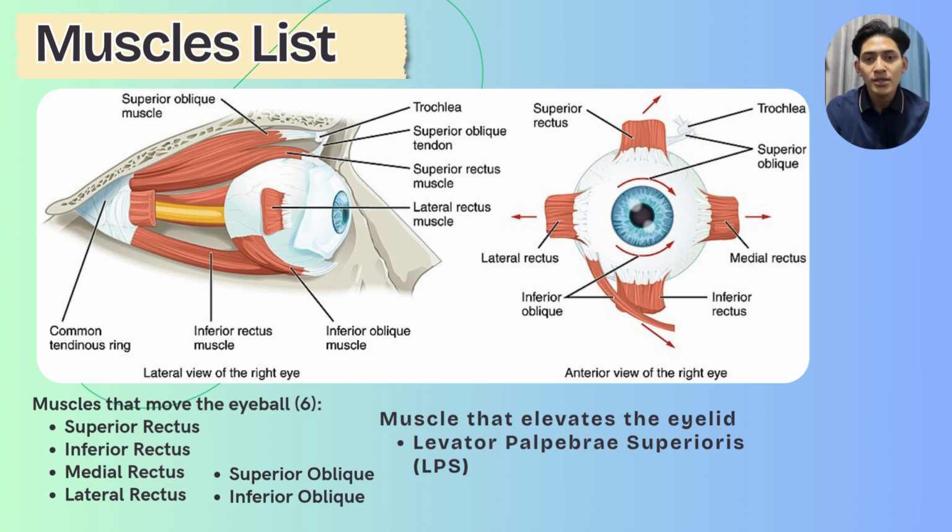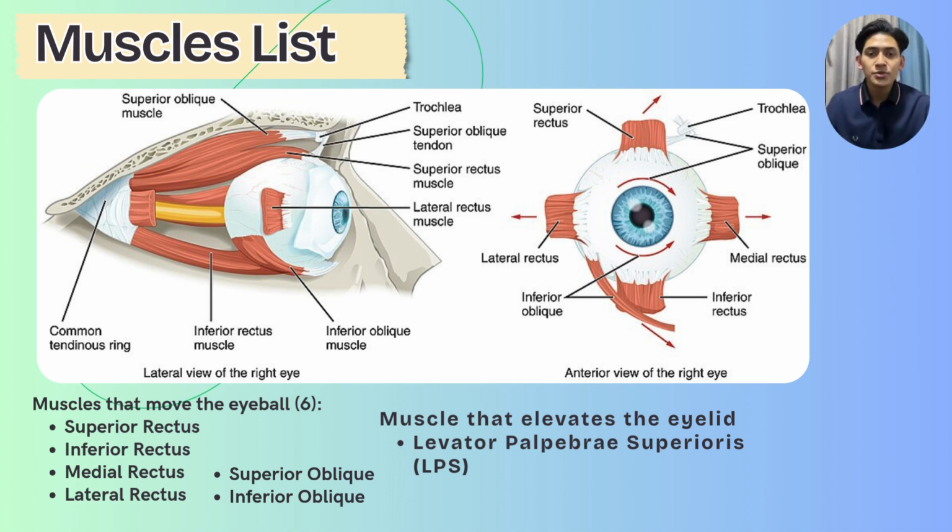Superior rectus, located on top of the eyes, moves the eyes upward. It also helps with inward rotation, intorsion, and slight inward movement, adduction. Inferior rectus, located below the eyes, moves the eyes downward. It also helps with outward rotation, extorsion, and slight inward movement.